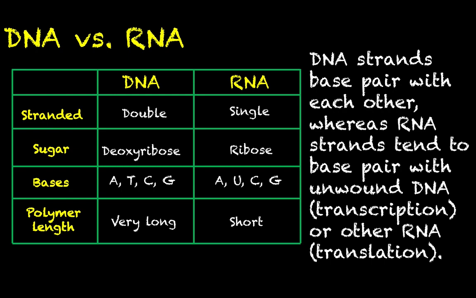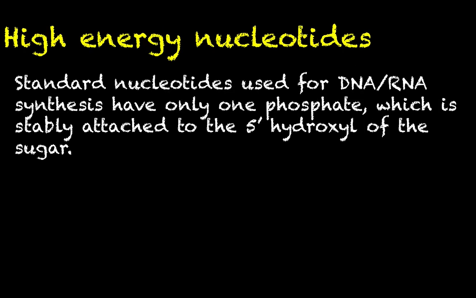So as far as complementary base pairing goes, DNA strands base pair with one another, and that is what leads DNA to be double-stranded, whereas RNA strands tend to base pair with unwound DNA like what we see in the transcription process, or other RNA molecules like what we see in translation when we see temporary complementary base pairing between messenger RNA and transfer RNA, which we will be talking about in future videos.